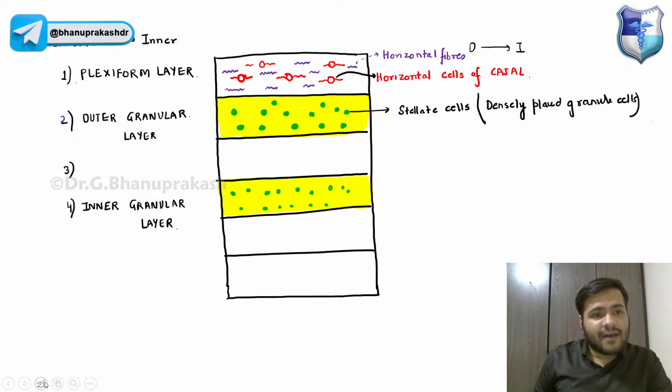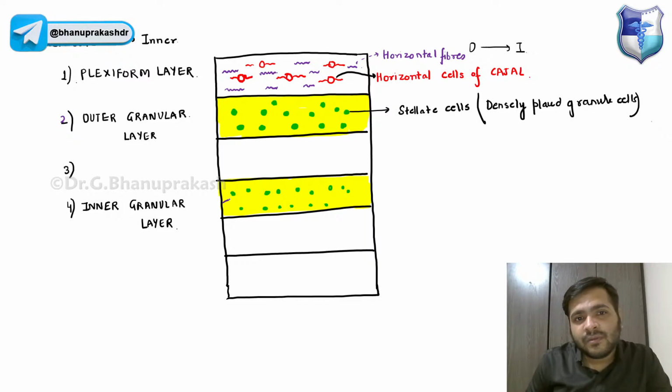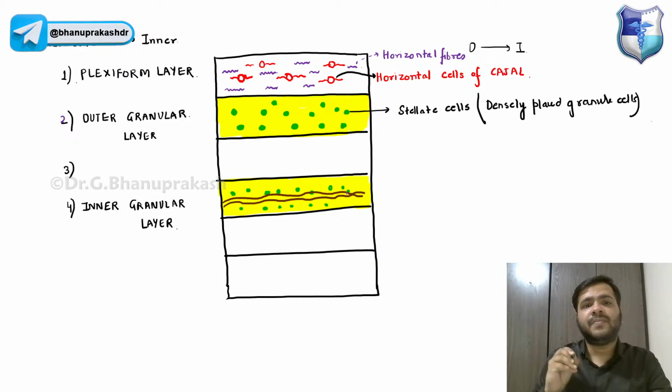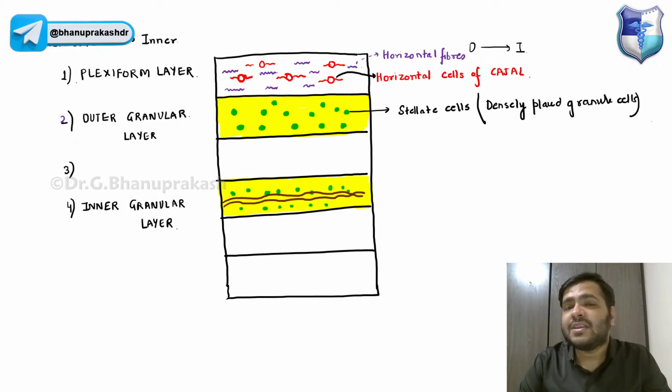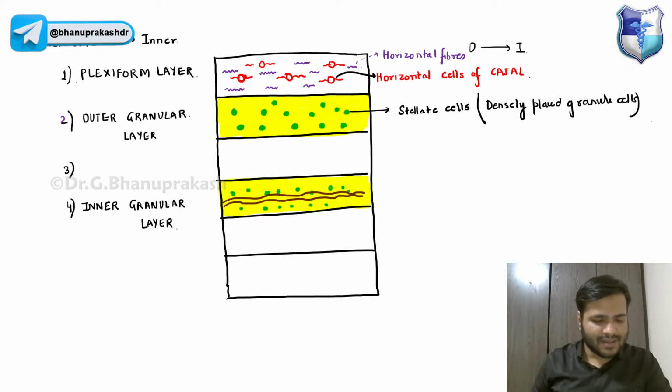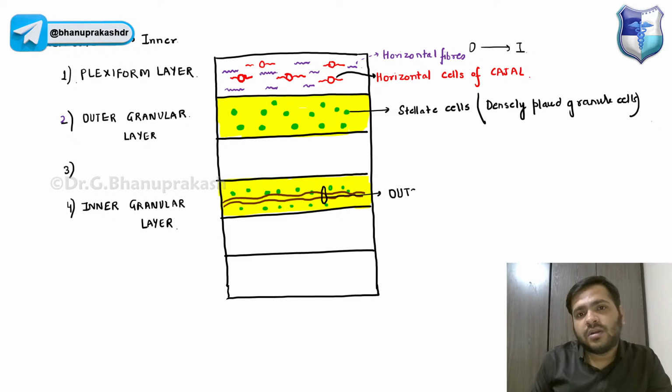Now we have horizontally running myelinated axons over here. These are called the outer band of Baillarger, right? This particular part, these particular fibers, are called the outer band of Baillarger. But guys, remember the word, it is outer, but it is present in the inner granular layer.